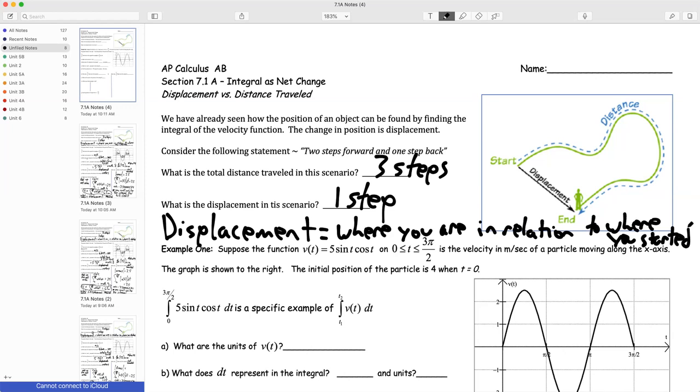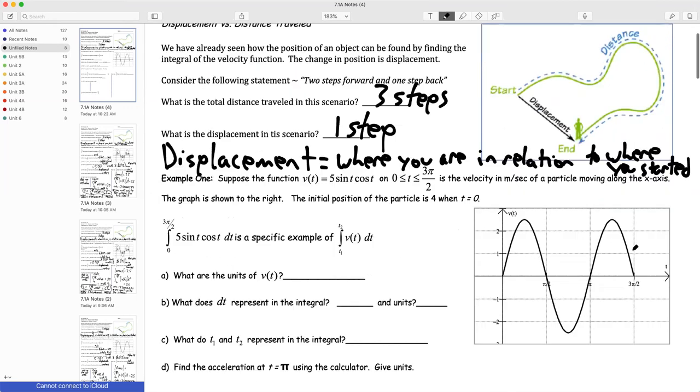So let's consider this example. Example 1: suppose the function v of t is equal to 5 sine of t cosine of t on the interval for t between 0 and 3 pi over 2. It's the velocity in meters per second of a particle moving along the x-axis. The graph is shown to the right, and the initial position of the particle is 4 when t is equal to 0. So the integral from 0 to 3 pi over 2 of 5 sine of t cosine of t is a specific example of an integral from t1 to t2 of v of t dt.